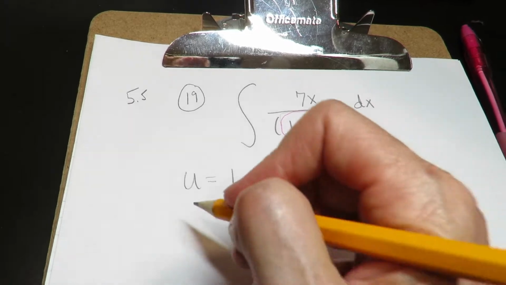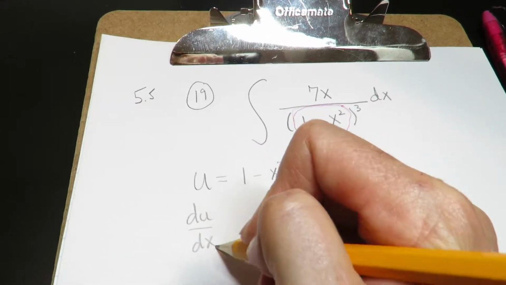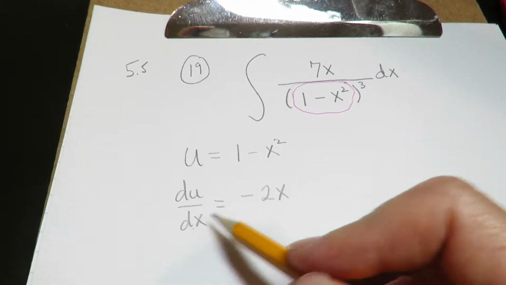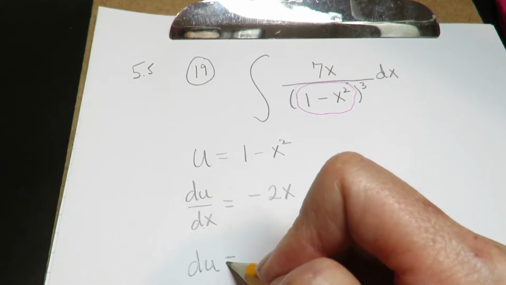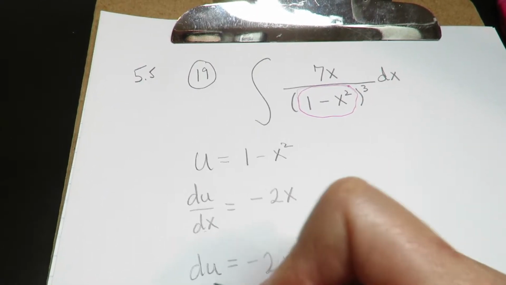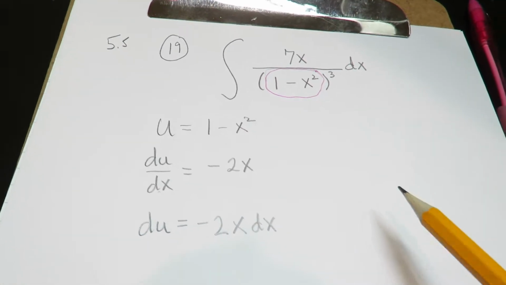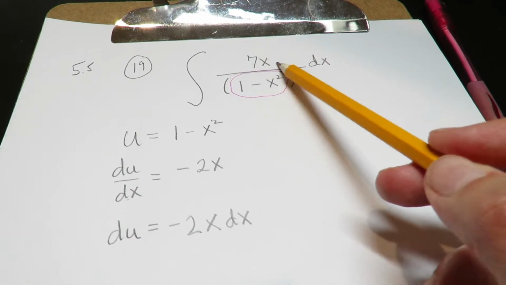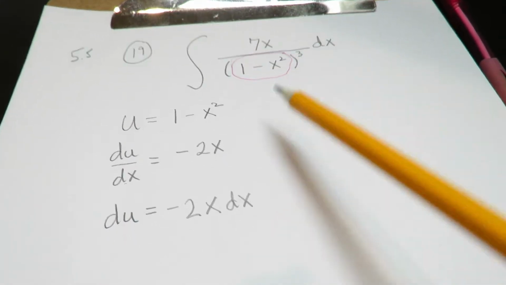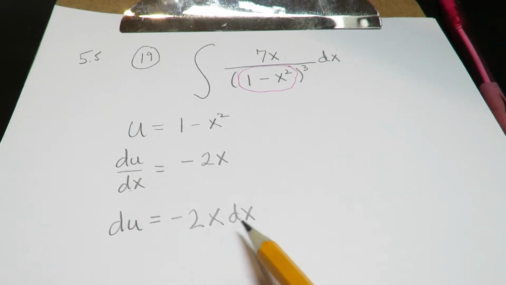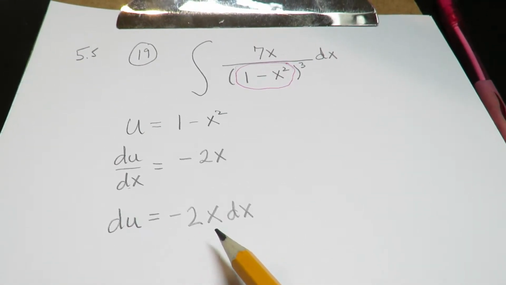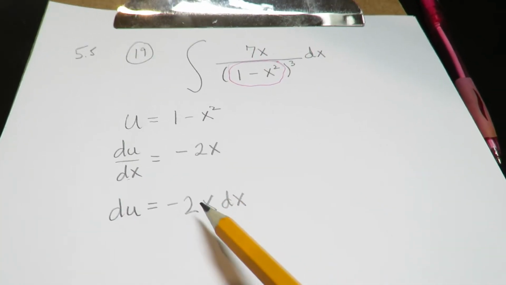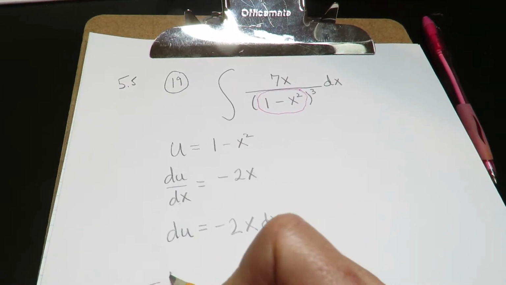And we're going to take the derivative of this. So du/dx is equal to negative 2x. I'm going to then bring the dx to the other side. Now if you notice, we have a bit of a problem, because what I have is a 7x dx in the original, and what I have over here is a negative 2x dx. So there's two things you have to do. The first thing is to notice that you don't have a 2 over here, which means that this negative 2 needs to get moved to the other side.